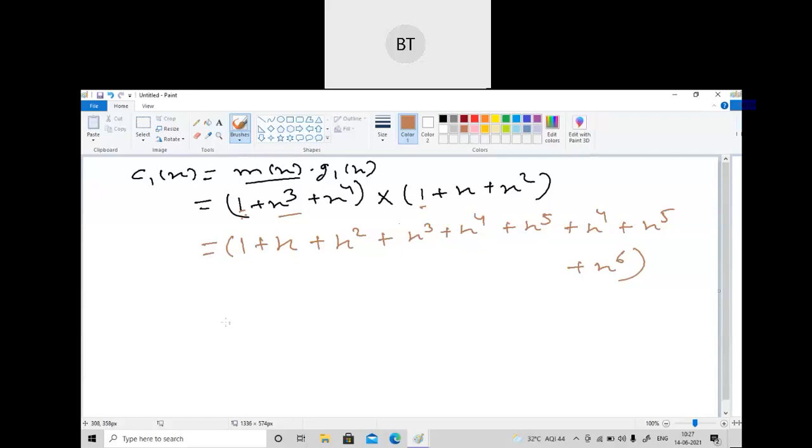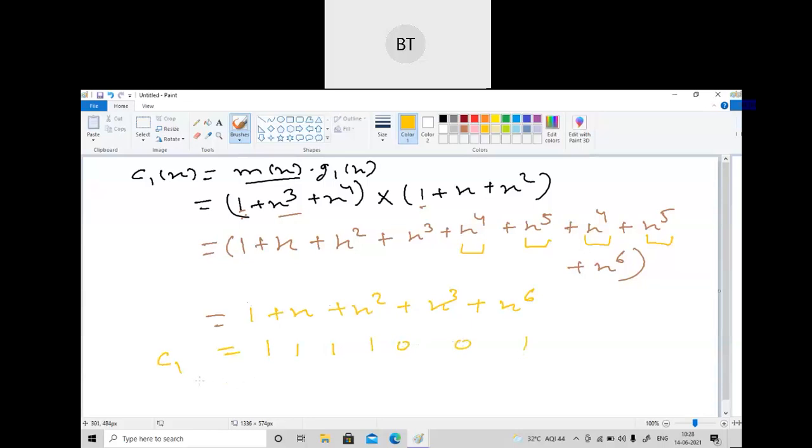Now the same terms will get cancelled. You can see x to the power 4 and x to the power 4 will get cancelled, x to the power 5 and x to the power 5 will be cancelled because we are applying the XOR operation here. So from this I can write 1 plus x plus x square plus x to the power 3 plus x to the power 6. Now we will change it to the code. So C1 will be equal to 1 1 1 1 0 0 1.